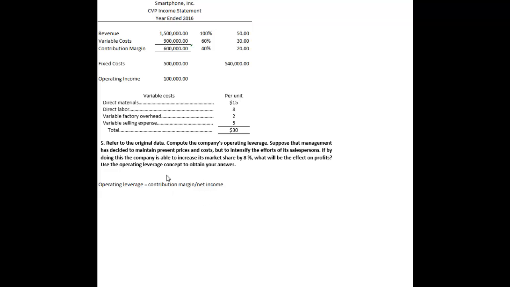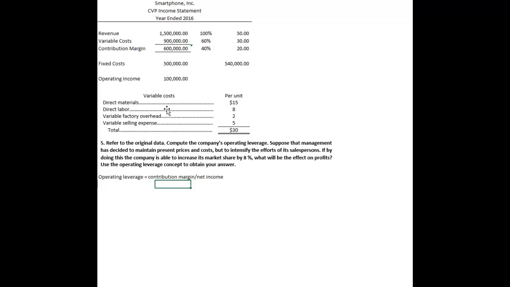So here's what they're telling us: market share increases by 8%. So if market share increases by 8%, we can reasonably expect revenue to go up by 8%. All right. But operating leverage is this mechanism or this lever. It tells us how fast profit will increase given a corresponding increase in sales. And it's simply a measure that takes contribution margin divided by net income at any given point in sales. It can be different at different levels of activity.